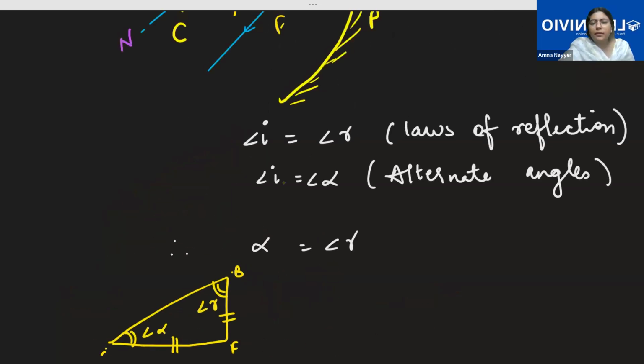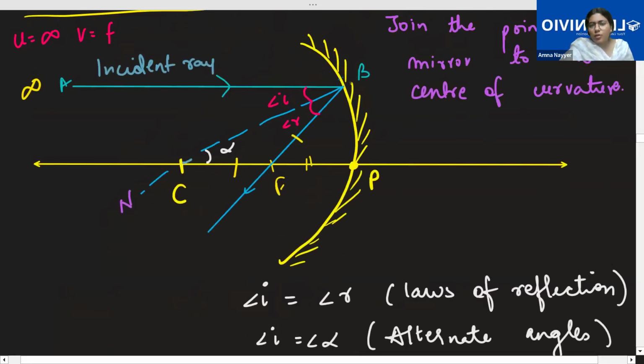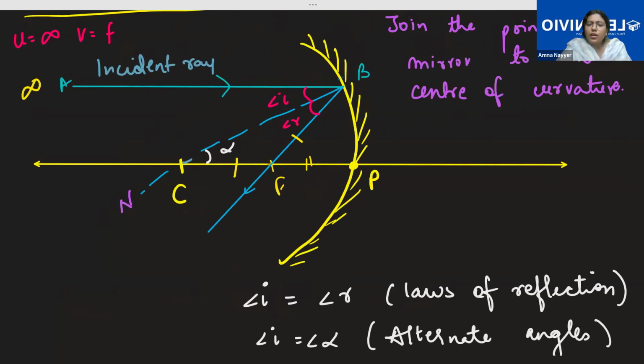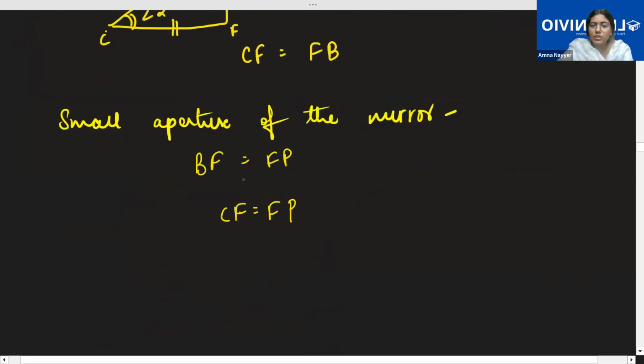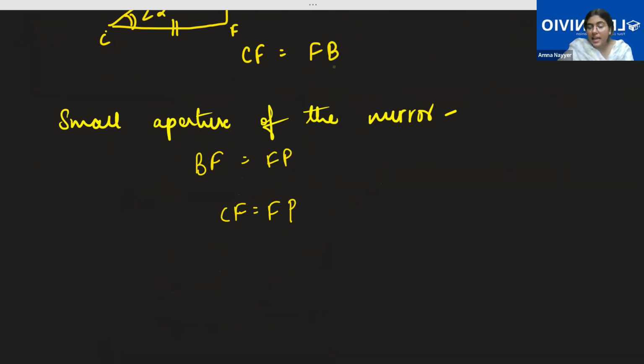Now look, one more thing. The mirror's aperture is very small. So B and P are not at a very huge gap to each other. Aperture is not a very curved, big, sharp mirror. So B point and P point are very close to each other. It means you can equate them. So instead of FB, I can use FP. Remember, FB is almost equal to FP because of the small aperture. So if I replace this FB with FP, I can say CF is equal to FP.